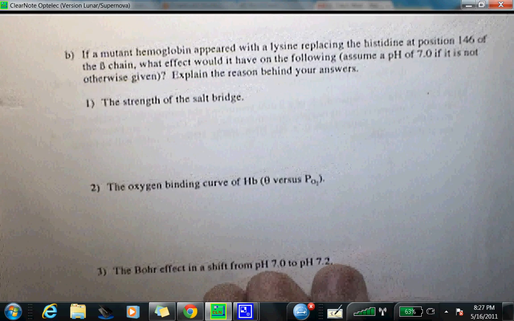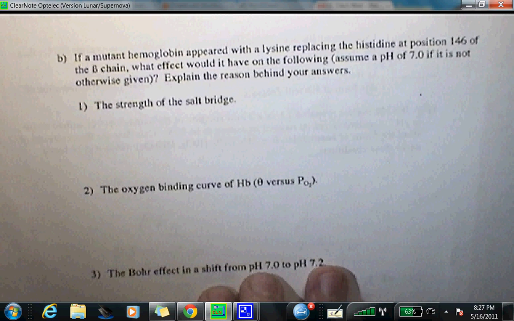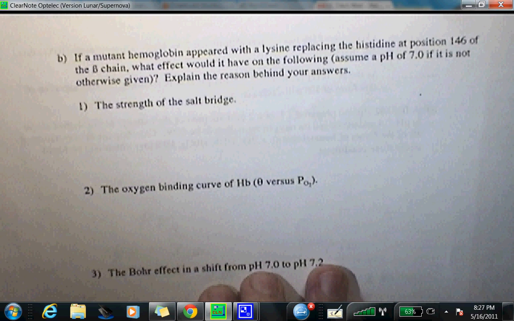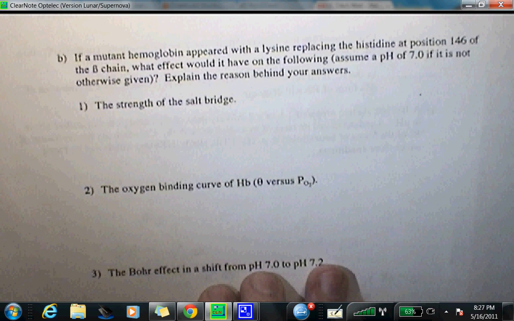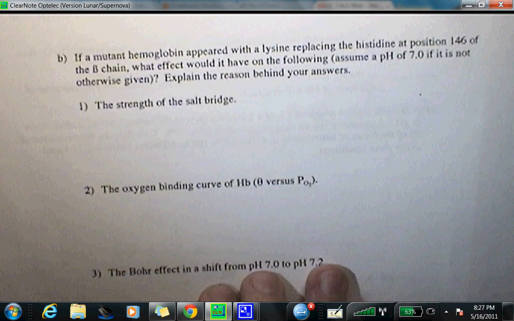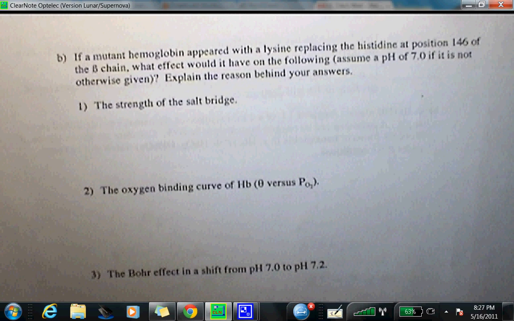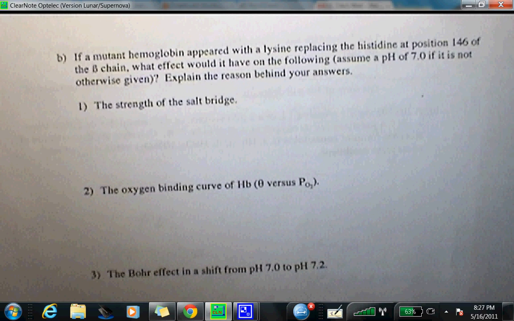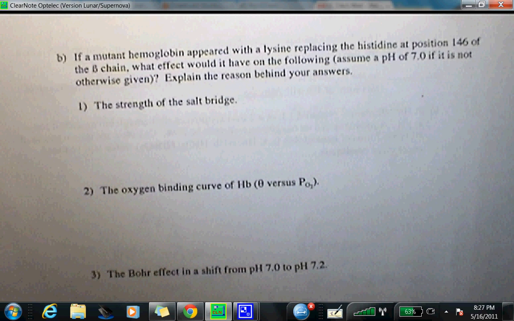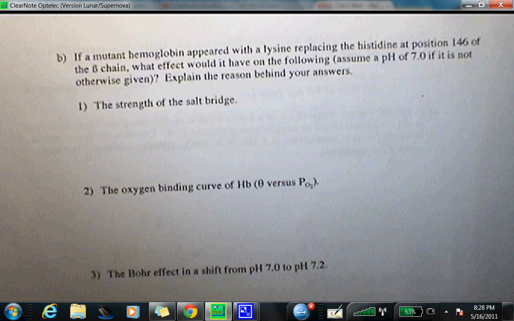If a mutant hemoglobin appeared with a lysine replacing histidine in position 146 of the B chain, what effect would it have on the following? Assume a pH of 7.0 if it is not otherwise given. Explain the reason behind your answer. So the way I did this is I looked at what form is going to be in the highest presence in both the mutant and the wild type. The wild type being the one with histidine, the mutant the one with lysine.